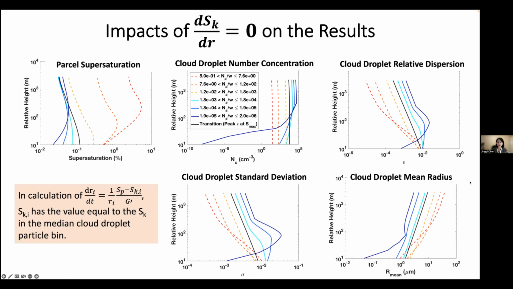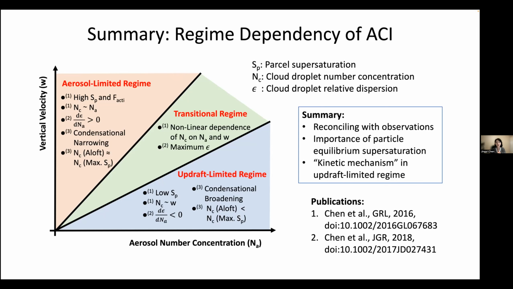Now here is the summary of the regime dependency of the aerosol-cloud interactions. We have the aerosol limited regime with the features we know before, but in the updraft limited regime, things are different. So on our current planet, when we have more and more pollution, more and more aerosols, I think these features need to be taken care of in future parameterizations and simulations.